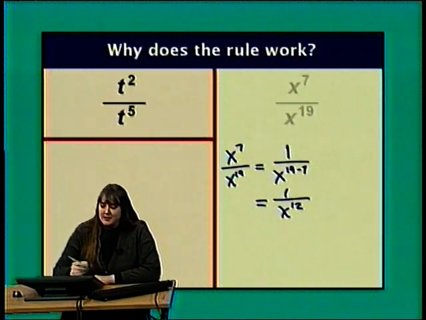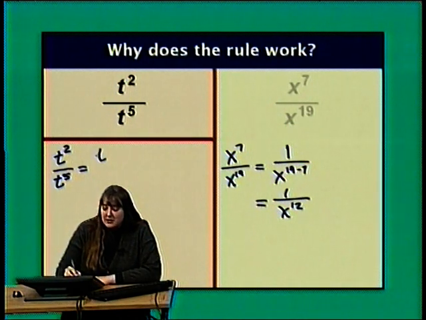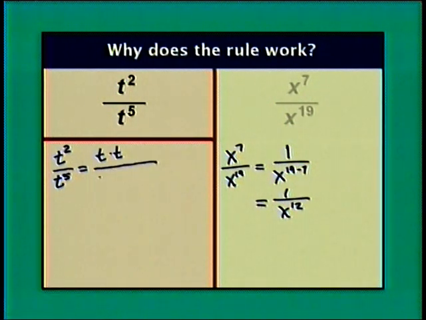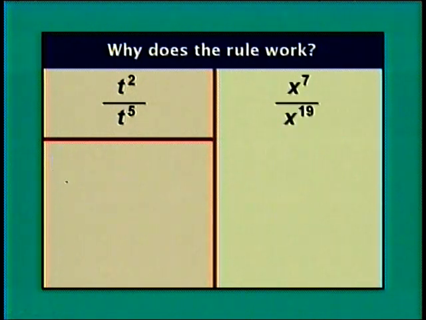Let's think about why this works. If I have t squared over t to the 5th, well, again, this is just 2 factors of t in the numerator and 5 factors of t in the denominator. Canceling those 2 factors of t in the numerator with 2 of the factors of t in the denominator leaves behind 1 in the numerator and 3 factors of t in the denominator, which is t cubed. Essentially, this exponent of 3 comes from subtracting the exponent of 2 in the numerator from the exponent of 5 in the denominator.